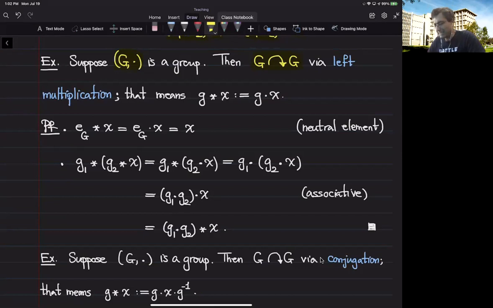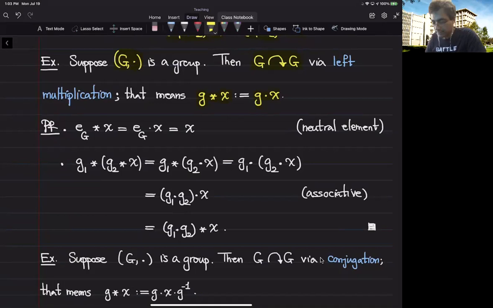But let's try to understand it. What do I mean that I let it act by left multiplication? This means for an element G of the group and a point X inside the set G, G star X, the way that this element acts on the point X is simply by multiplying X by G from the left. So both of them are in the group G. I can multiply them, and that's my group action. Okay, let's see why it satisfies the two conditions of group actions.